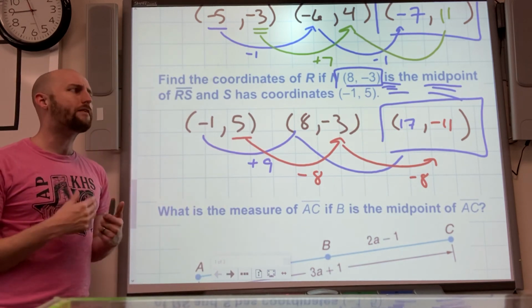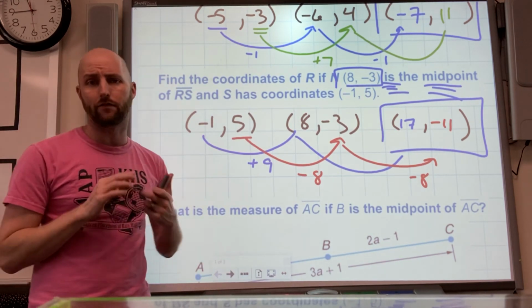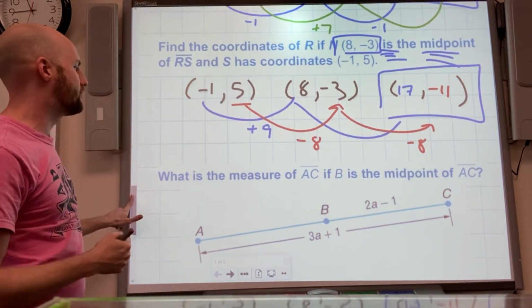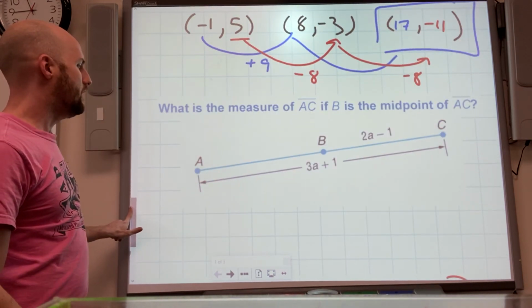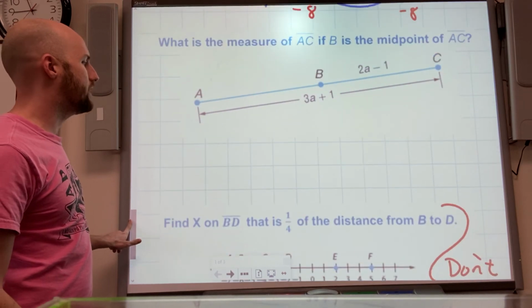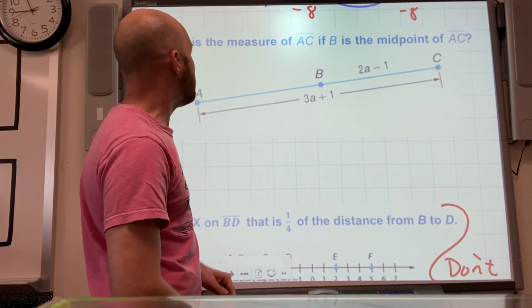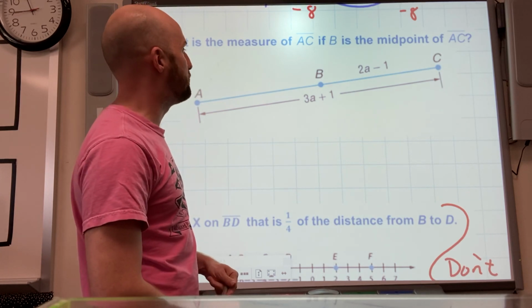Okay, and I know I'm going a little fast because you have the opportunity to pause this video or do whatever you need to do to go back and look at it. But again, looking at those different structures. Last question, and then I'm going to be done for the day. This one says, what is the measure of AC if B is the midpoint?